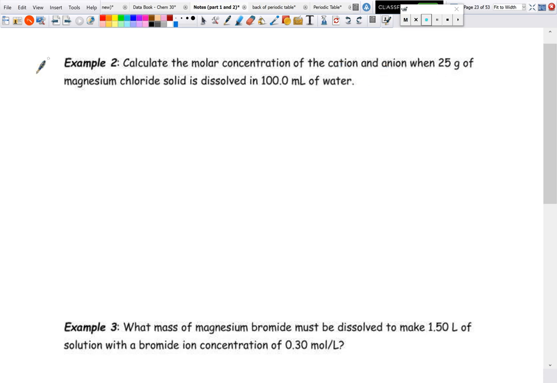So example 2 on the next page says calculate the molar concentration of the cation and the anion when 25 grams of magnesium chloride solid is dissolved in 100 milliliters of water. So I'm just going to have my dissociation equation written first, and then I'm going to solve for concentration.